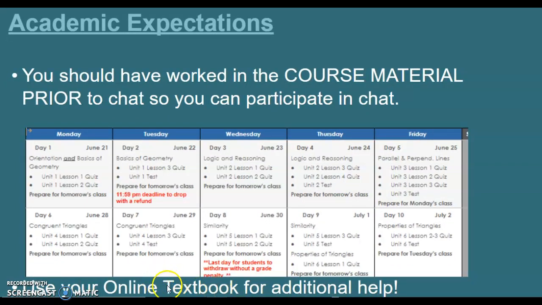You can also use the online textbook, which is your math space, for additional help. This is not where your learning will occur. It will all be in the course materials, but you can use that as an additional resource.